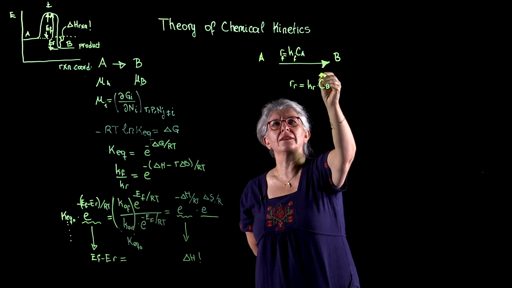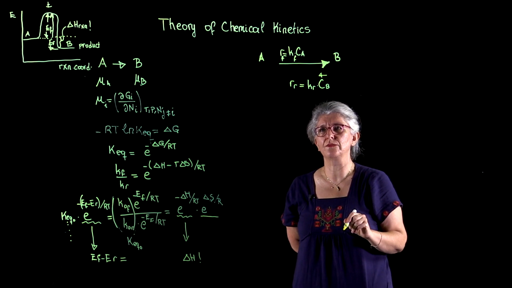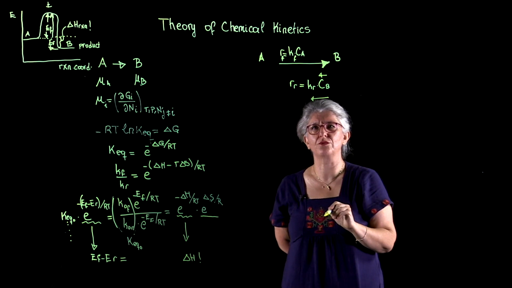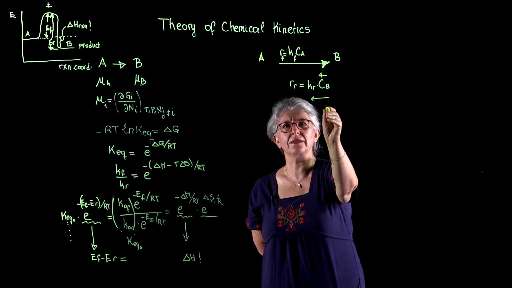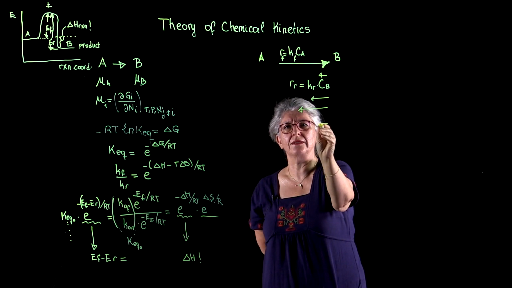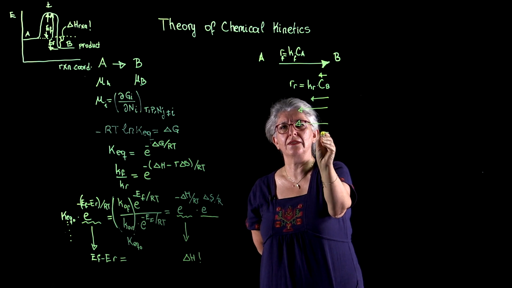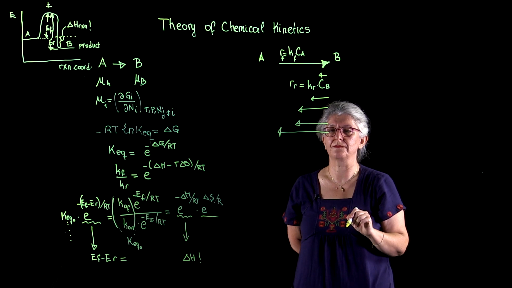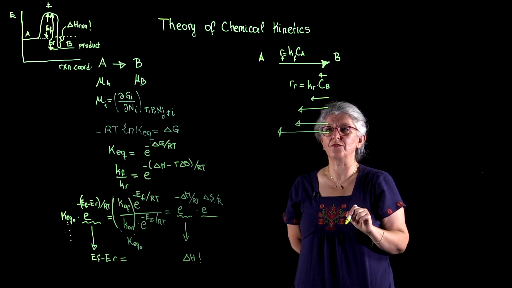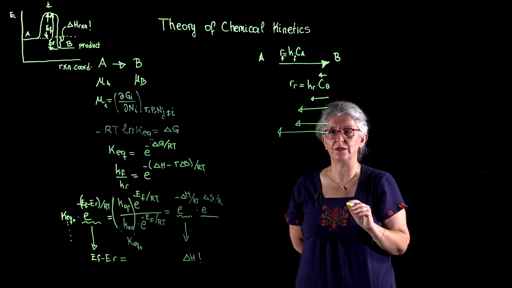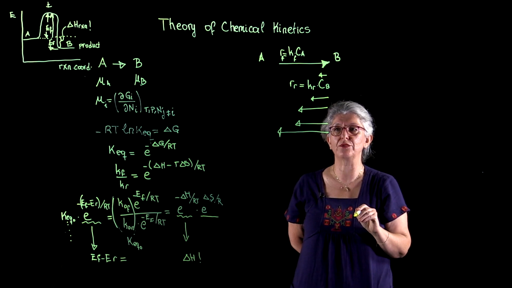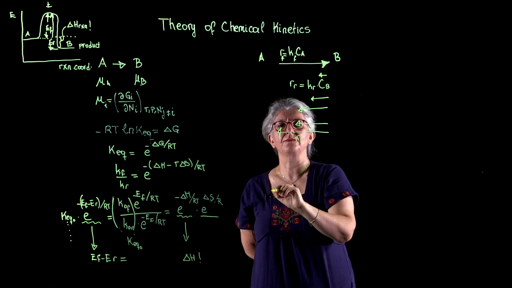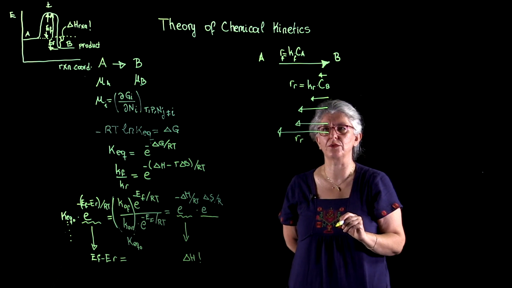Initially, by a minute amount, but as the reaction proceeds, this is going to increase, and eventually will be equal to the forward rate. The point where forward and reverse rates are equal is called the point of chemical equilibrium. We have rate reverse and rate forward being equal.